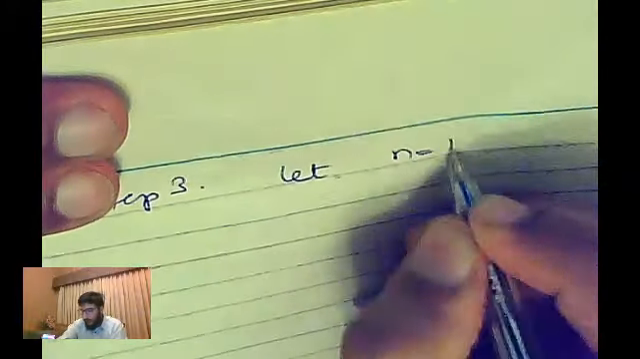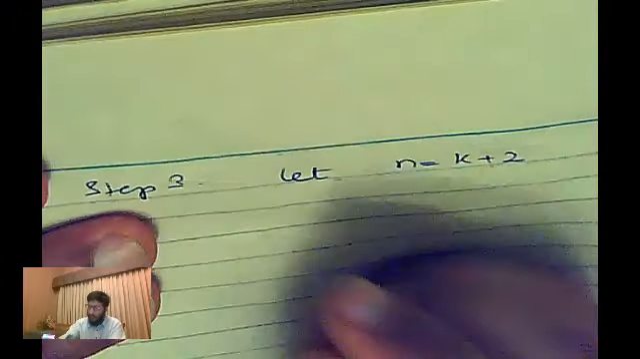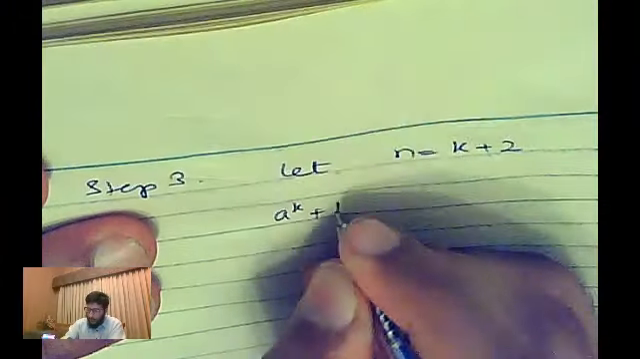Step 3. Now let n equals k plus 2. We have to show that the result holds for n equals k plus 2. So we have a power k plus b power k.